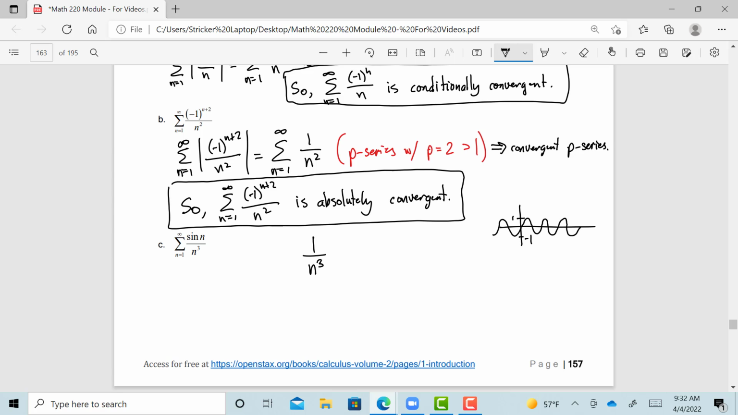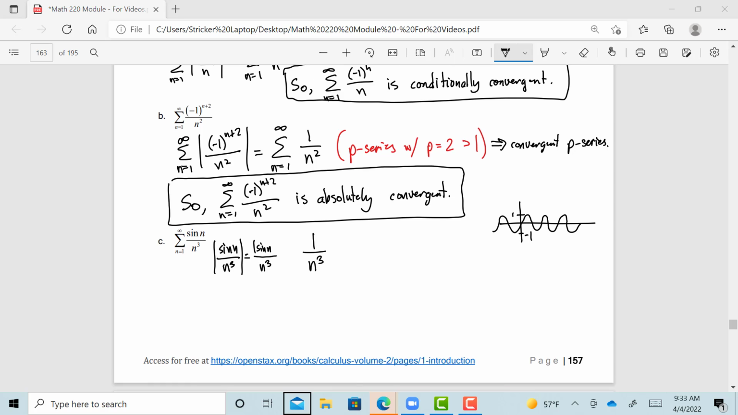Because we know if we were to take the absolute value of sine of n over n cubed, well, the bottom is just going to be n cubed because n is always positive, right? It starts at 1 and goes to infinity. Any positive number to the third power will be positive. We can drop the absolute value on the bottom. We can't drop it on the top.